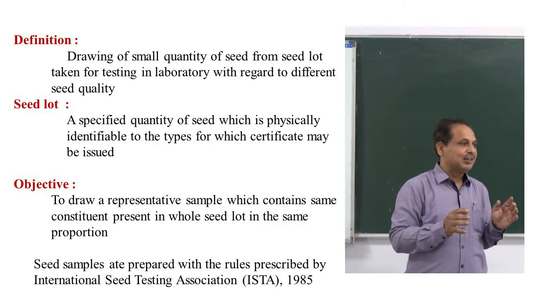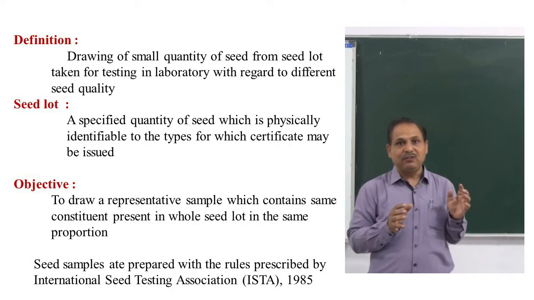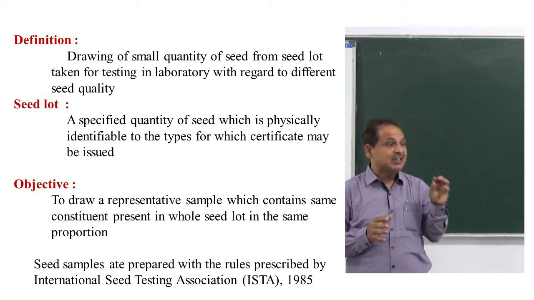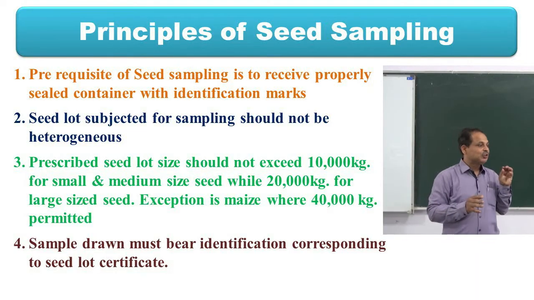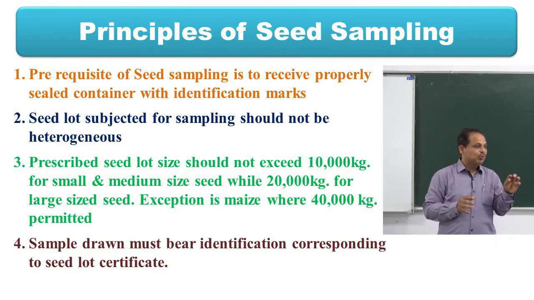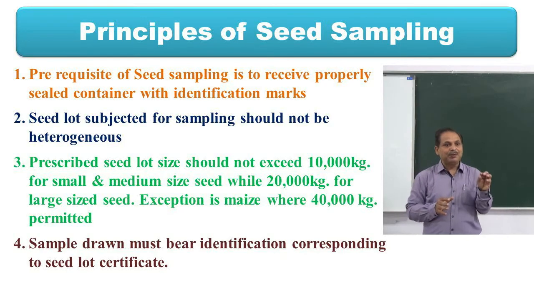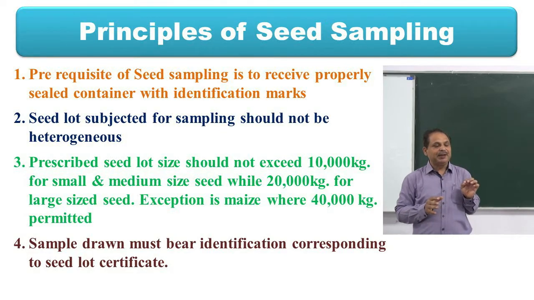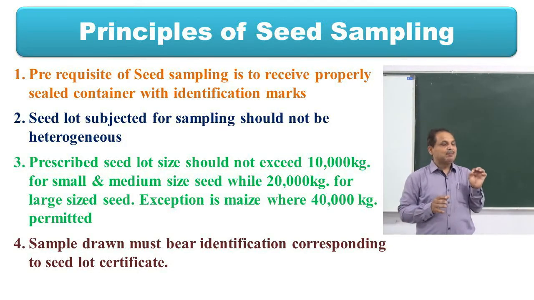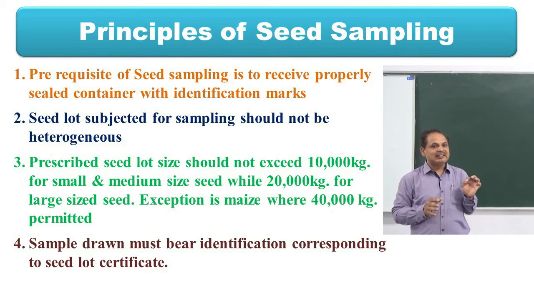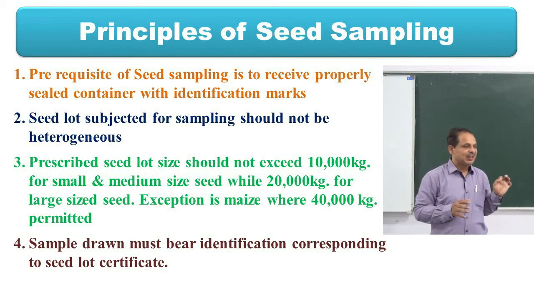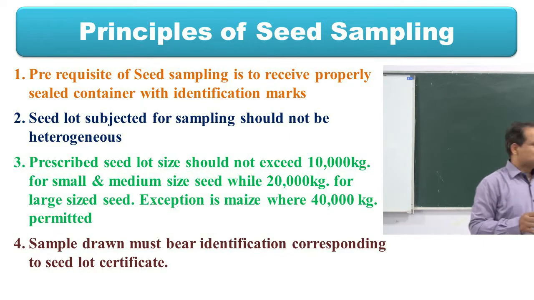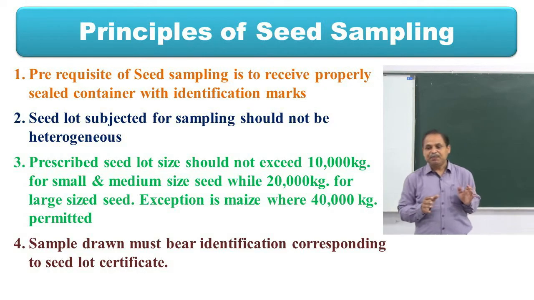It is very important, and the objective of seed sampling is first to draw a representative sample from the seed lot, which must contain the components in proper proportions. Those seed samples are prepared with the rules prescribed by the ISTA, the International Seed Testing Association, in the year 1985.